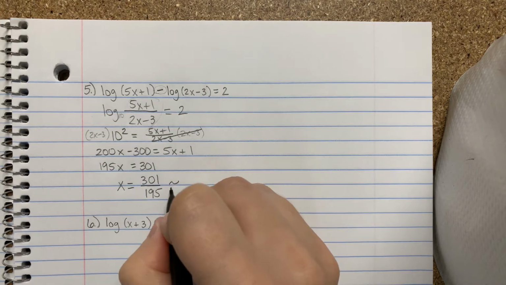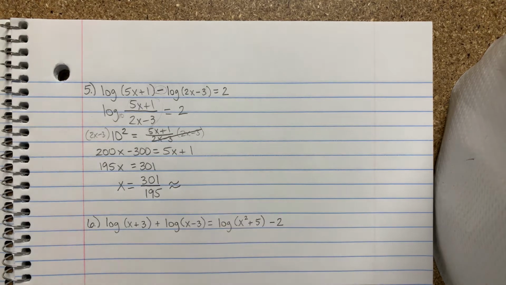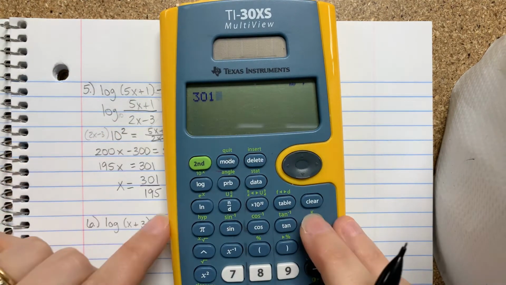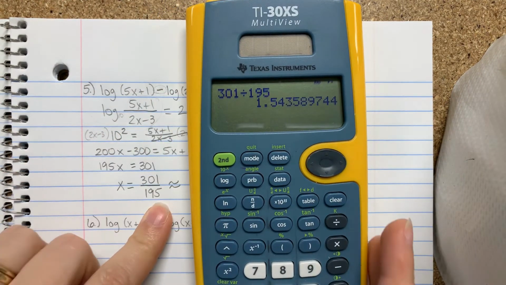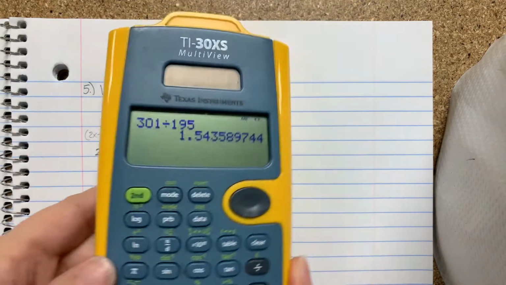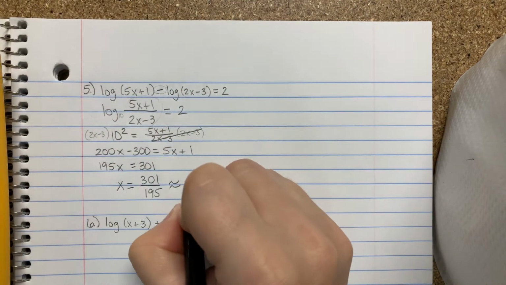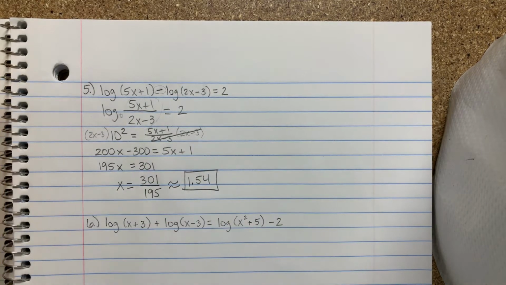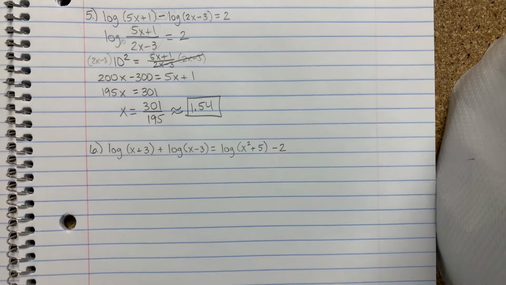But as a decimal, 301 divided by 195 gives me about 1.54. So that's my answer for that one. So I was able to get rid of that log pretty quickly, which is nice. All right, so then number 6.